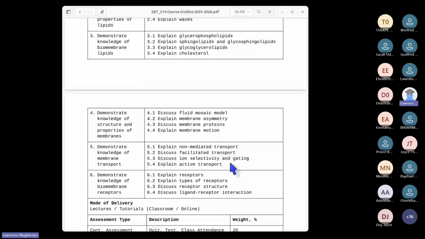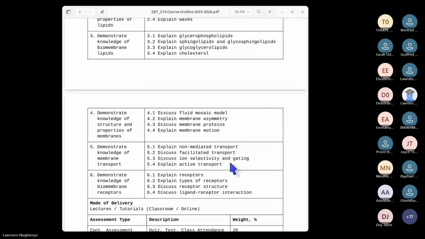In transportation, we'll look at different forms of transportation. And then when we take a look at the structure of the biomembranes too, we take a look at things like asymmetry of the biomembranes, the types of movements of the lipids, or what we refer to as membrane motion. We'll take a look at all of these things.